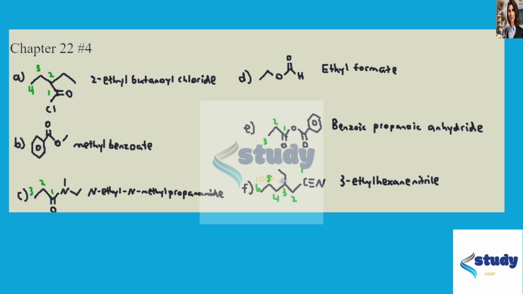And then again, we need to just account for the other branch. It's coming from carbon 3. It's an ethyl group. And so this molecule becomes 3-ethyl hexane nitrile. And that is the answer to chapter 22, problem 4.